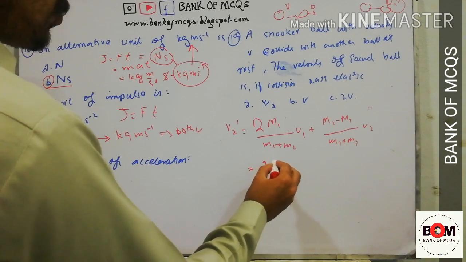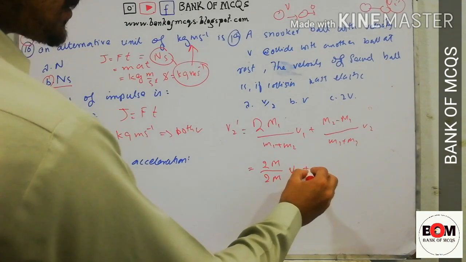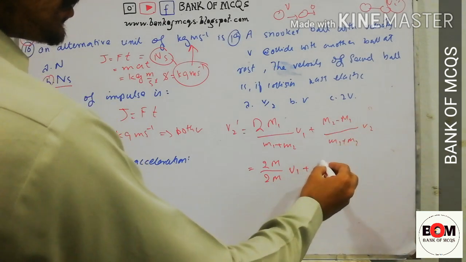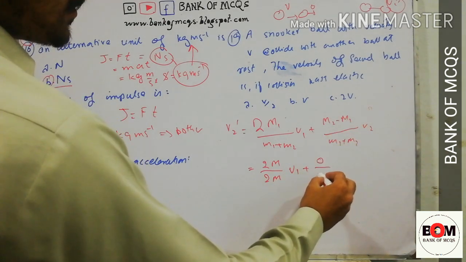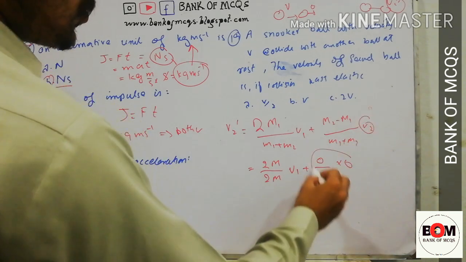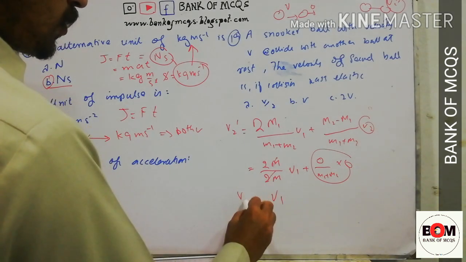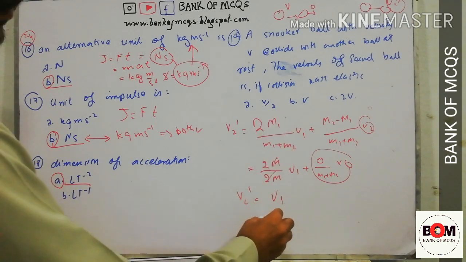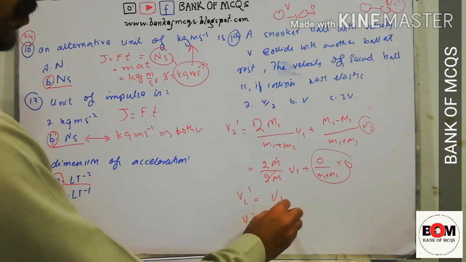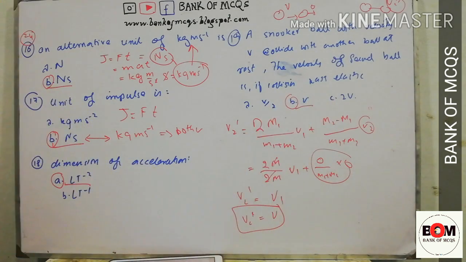So we can write 2m divided by m1 plus m2, equal to 2m v1 plus (m1 minus m1), which is equal to 0, 0 divided by m1 plus m2, and the velocity was also 0, so 0. So 2m cancels, and v2 dash is equal to v1, where v1 was v. So v2 dash is equal to v. So the answer v is correct. This is the special case of elastic collision in which both masses are the same.